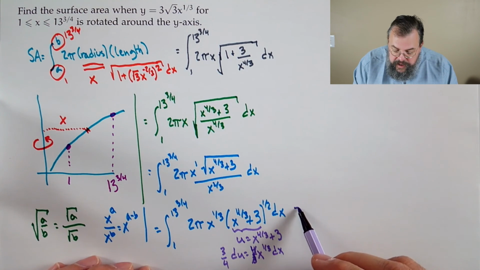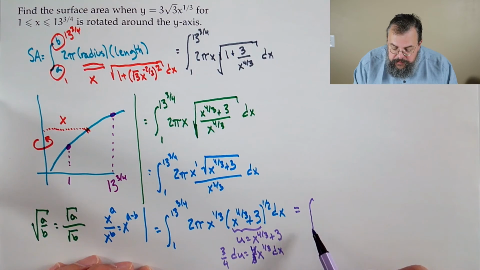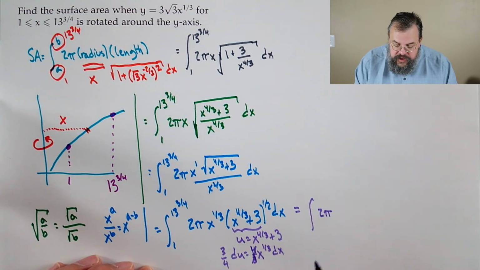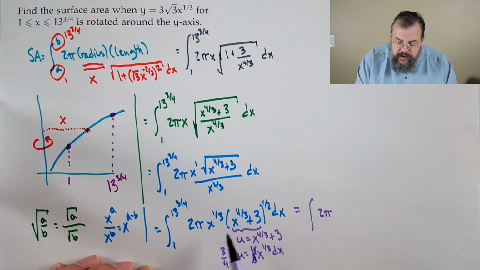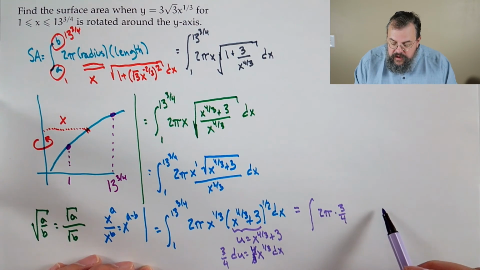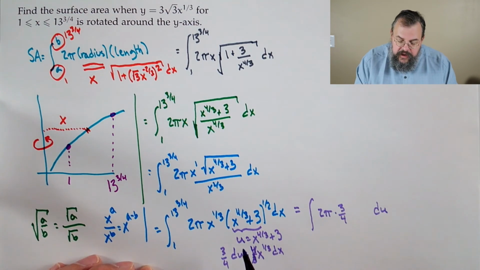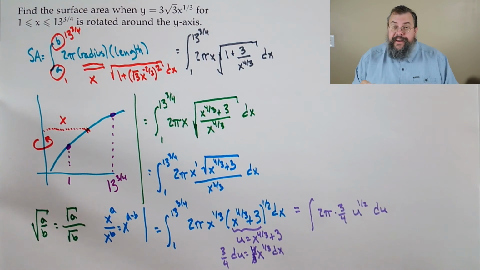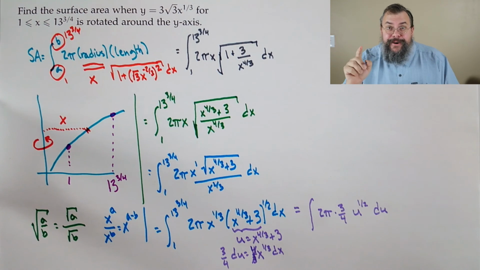So what do we have here? We have the integral. The 2 pi is still going to be there as 2 pi. That doesn't change. x to the 1/3 dx. Well, x to the 1/3 dx is now 3/4 times du. We'll put the du here. This x to the 4/3 plus 3, to the 1/2, that's now u to the 1/2. And don't forget the bounds.